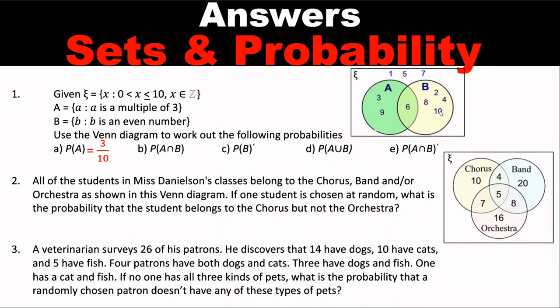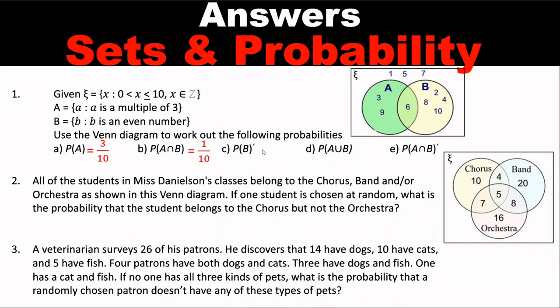10 values in total. P, the probability of A intersect B, is the number of values in the intersect of A and B. That's just this 6 here, so that's 1 value out of the total number of values in the universe. That's 1 over 10.